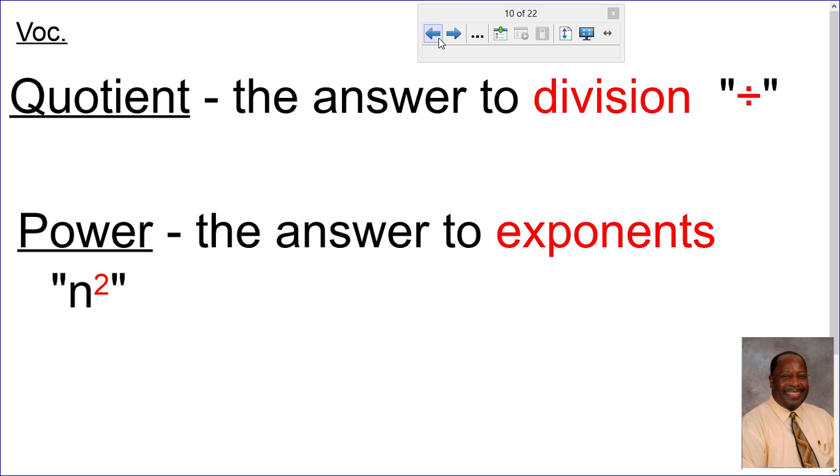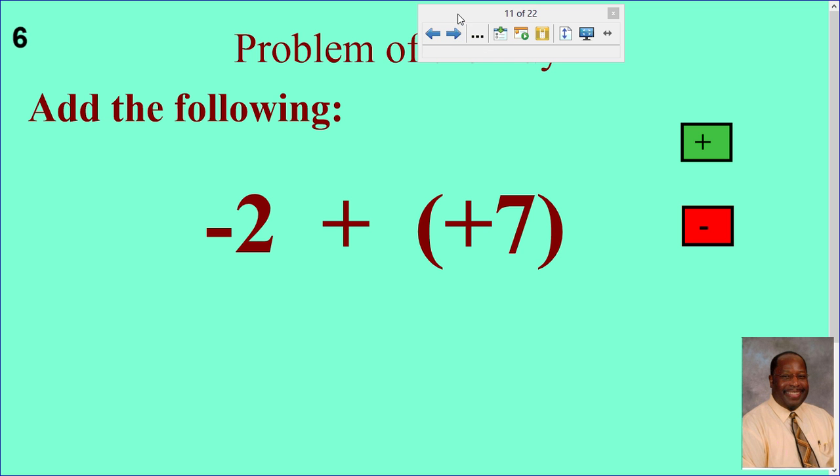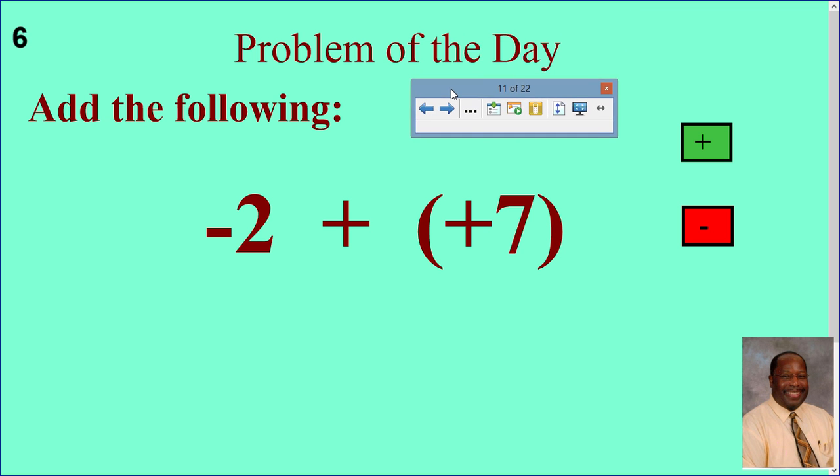That's when you have some number to the second power or to some type of squared or cube or something. The little 2 in red is the exponent. So power is the answer to exponent. So here's an example. Try it on your own. Add the following. Negative 2 plus positive 7. I'll give you a few seconds.